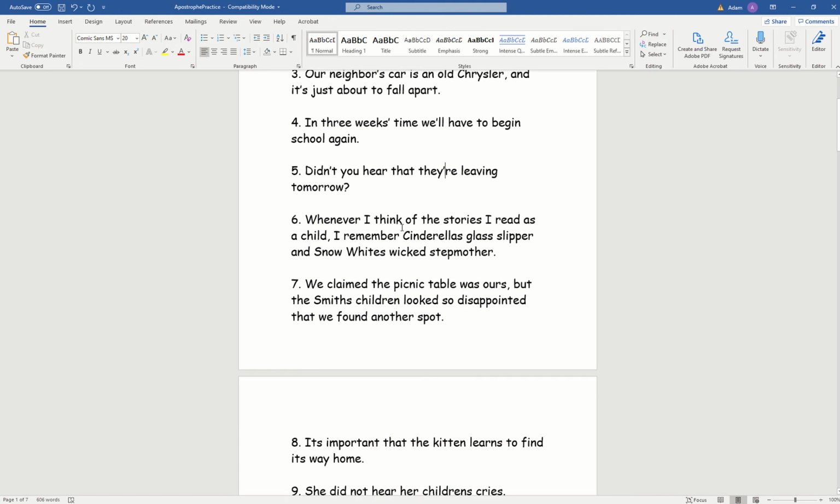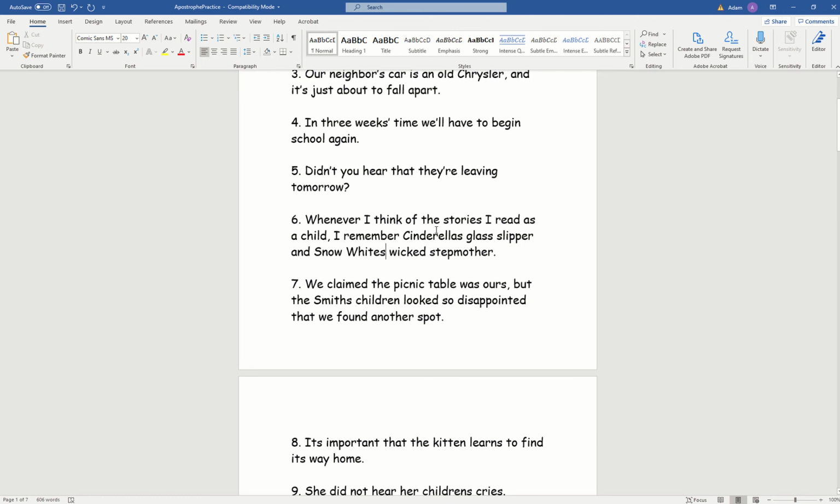A few more. Whenever I think of the stories I read as a child, I remember Cinderella's glass slipper and Snow White's wicked stepmother. Okay, whenever I think of these stories, it's got an S in it, so where does the apostrophe go here? The stories I read. Is there possession? No. No possession, no apostrophe. Stories ends in S. Where does the apostrophe go? Nowhere. There's no possession. So don't get antsy and every time you see an S start throwing apostrophes all over the place. Remember to ask, is there possession?